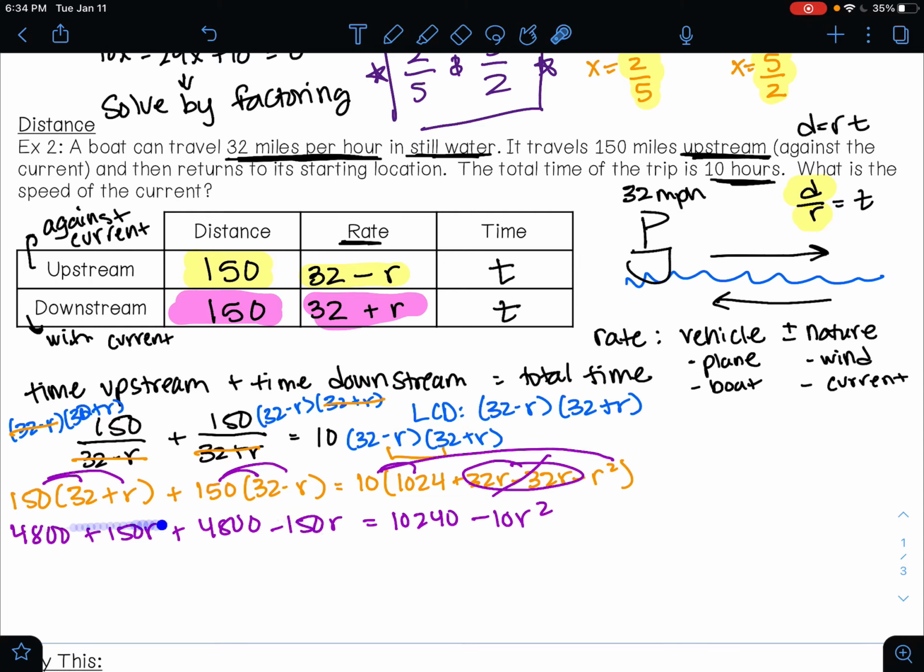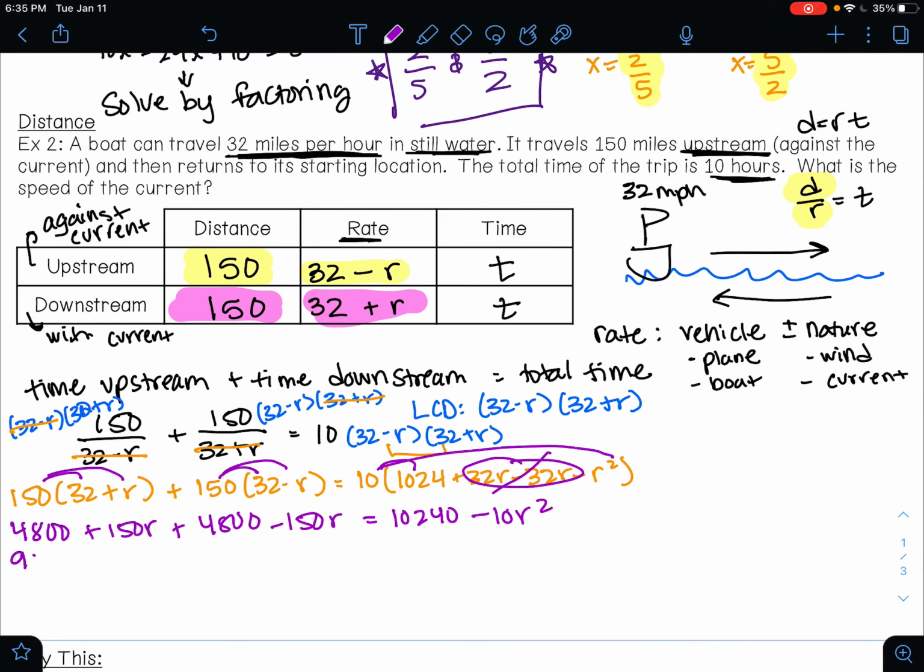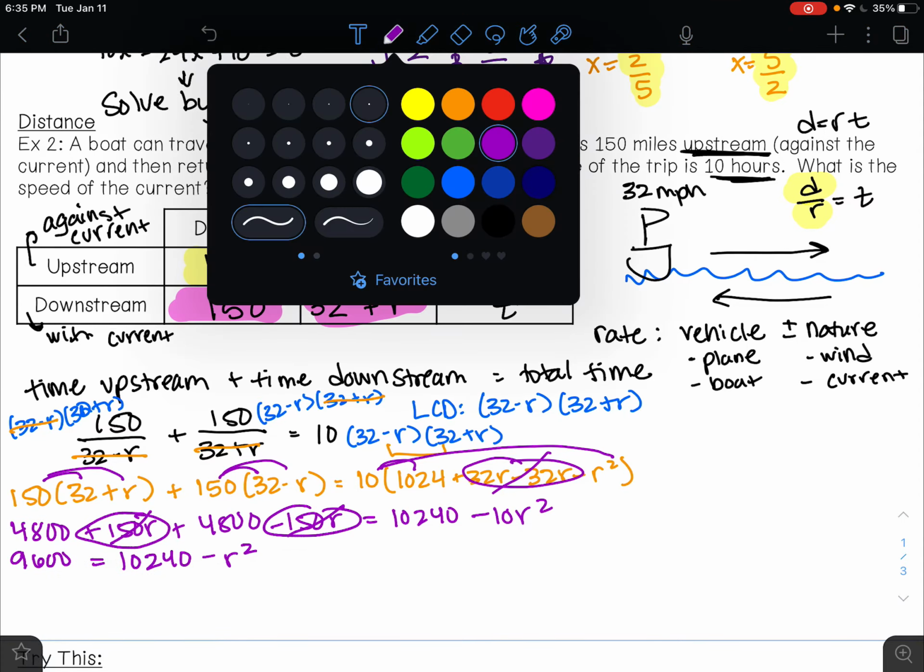It looks like I'm going to need to go ahead and combine like terms on this side. So I'm going to have 9,600. And then 150r minus 150r is going to cancel. And that's going to equal 10,240 minus r squared. This is a quadratic equation. I can solve this quadratic equation by taking square roots. So I'm going to go ahead and do that because I don't have a b value. So that's going to be the fastest way to solve this one.